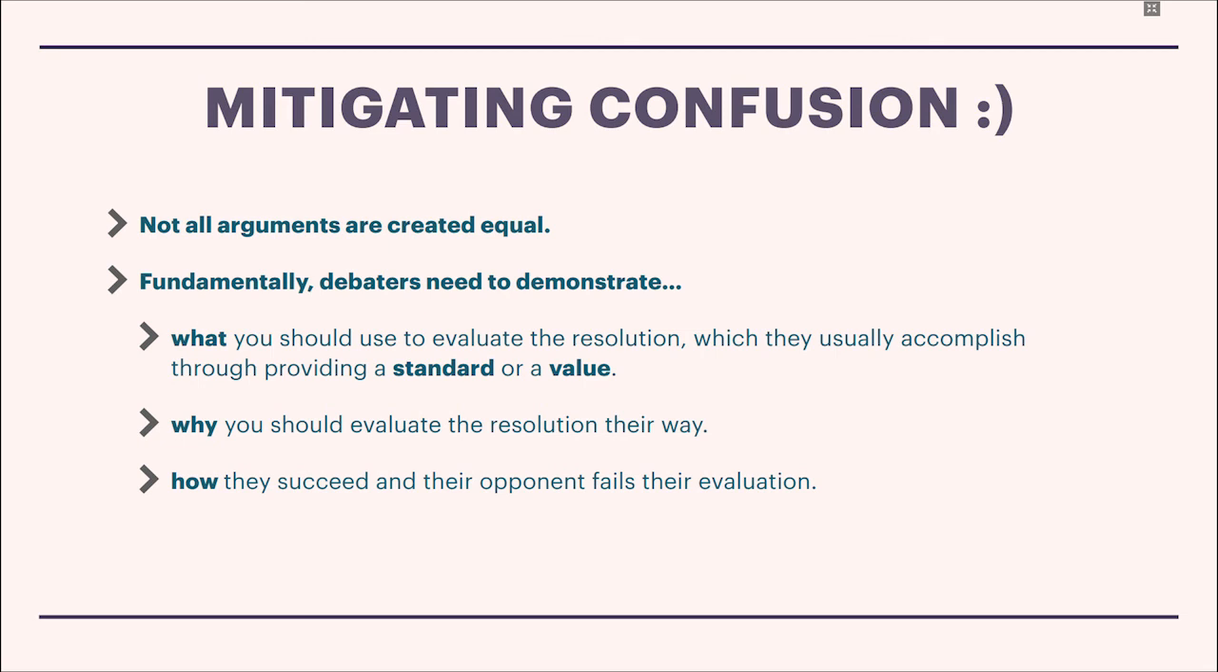They're usually going to accomplish this by providing a standard or a value. They'll say the value for determining whether the right to know ought to be valued above the right to privacy is something like justice. So they'll give you a standard for the debate. They'll give you some mechanism by which you can evaluate the debate round. Secondly, they need to tell you why you should evaluate the resolution their way over any other way. And oftentimes debate rounds will come down to which tool you should use to evaluate the debate round. Should you use the one the affirmative offered or the one the negative offered? And then finally, they should tell you how they succeed and how their opponent fails their evaluation.